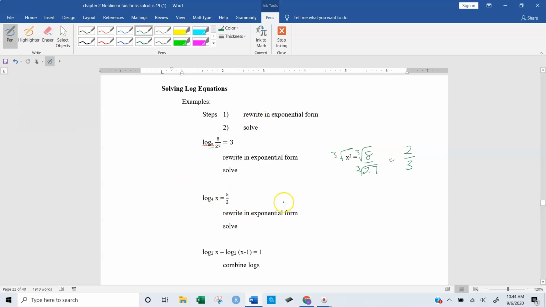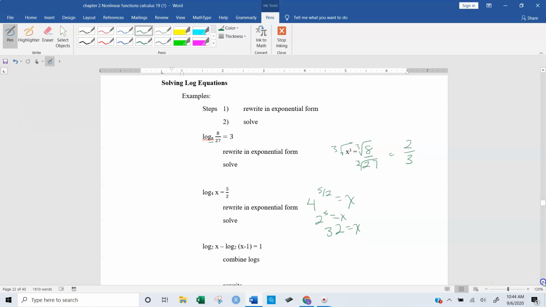Try this one. So first you should have rewritten. So this is 4 to the 5 halves power equals x. Well, that means the square root of 4, which is 2, to the 5th, which is 32, equals x. I hope you did well.